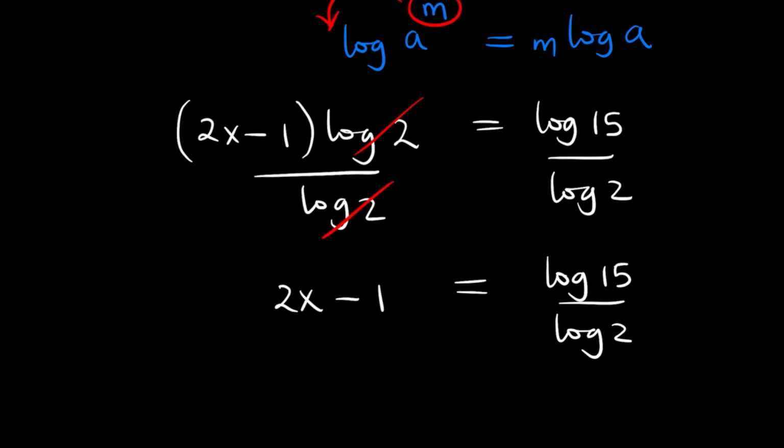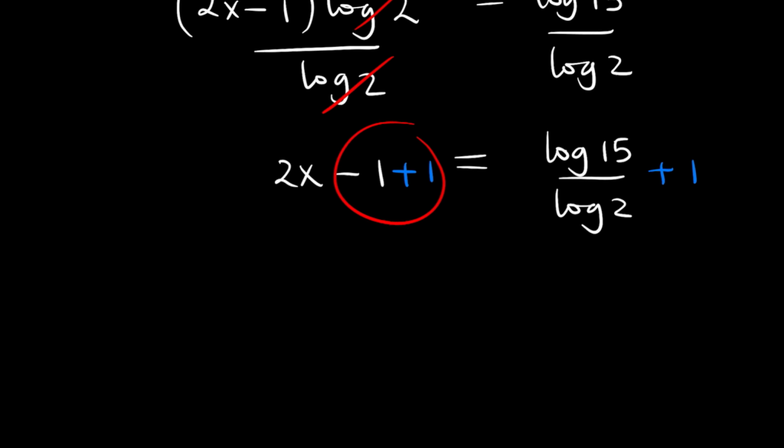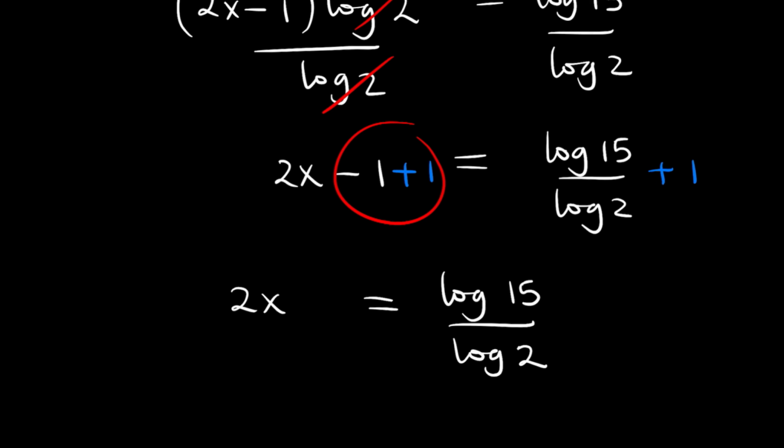So to solve for x in what seems like a linear equation here, because the highest power of x here is 1, we will then add 1 to both sides so that this becomes 0, and then the equation becomes 2x is equal to log 15 divided by log 2, then plus 1. So to solve for x, we will then need to divide both sides by 2.